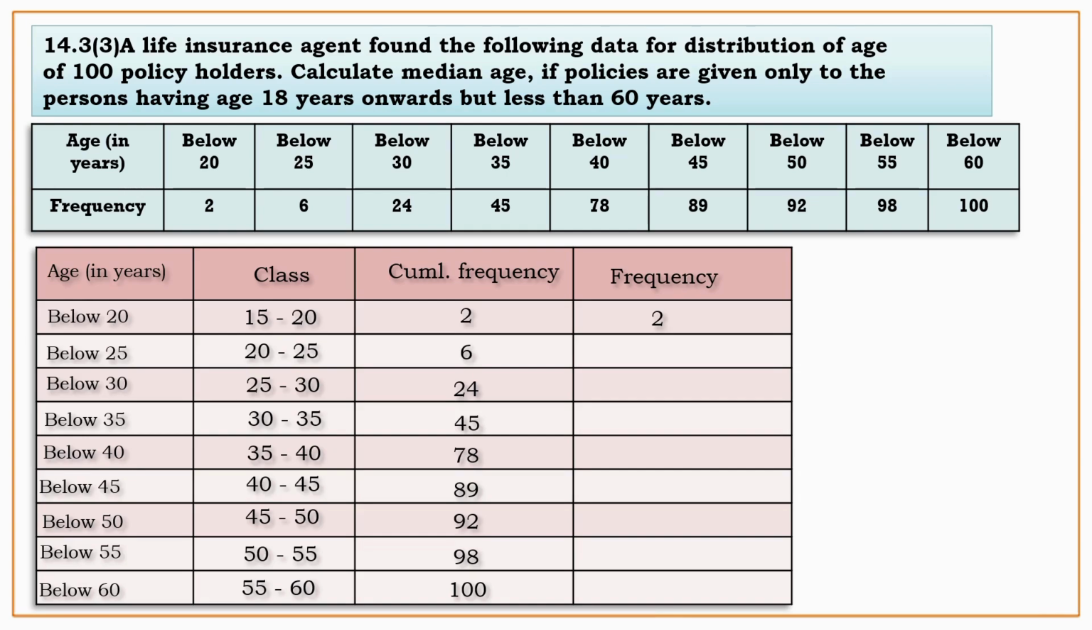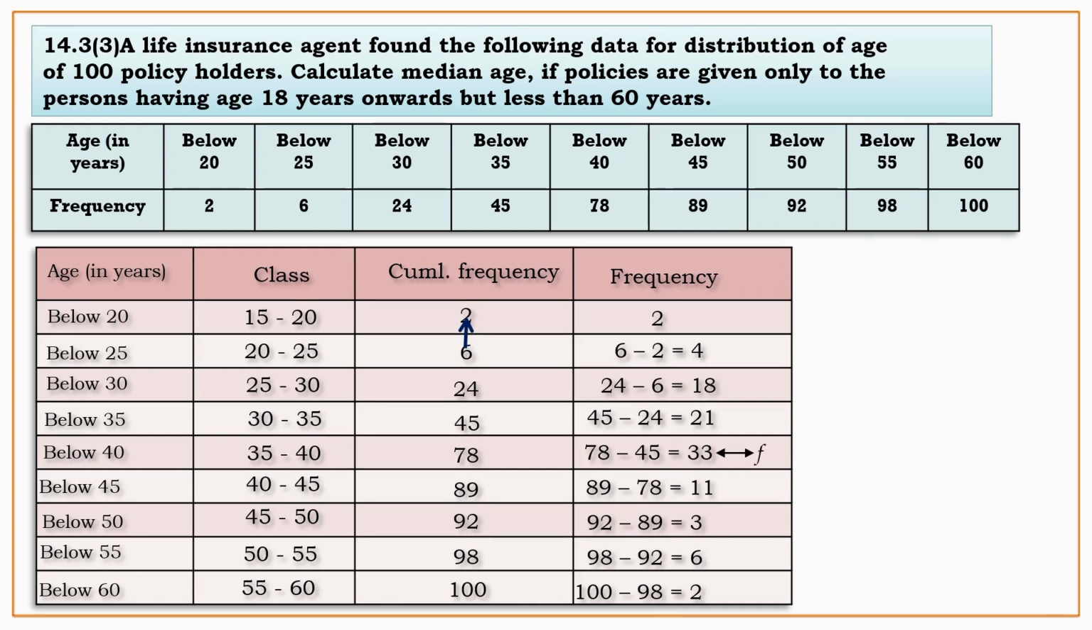Now, how to find the next frequency? We have to just subtract the previous cumulative frequency from the next one. So 6 minus 2, we will get the frequency. Similarly, 26 minus 6, we will get the frequency. Okay. So in this way, if we keep on subtracting the subsequent cumulative frequencies, we will get the corresponding frequency. I hope it is clear to you how to find the frequency over here.